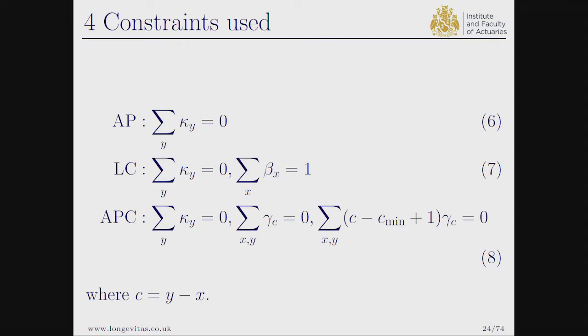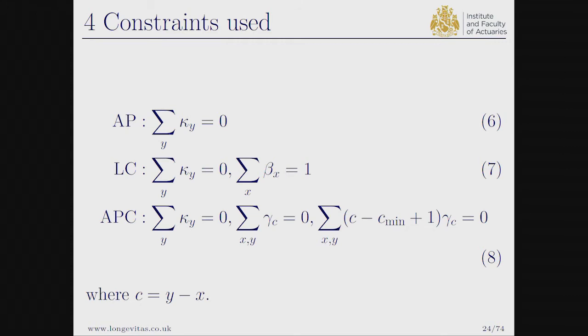For the Lee-Carter model, we need two identifiability constraints. There's actually a choice. There's quite a number of different constraint systems you could use for the Lee-Carter model, but the commonest is Lee and Carter's original one. As with the age period model, we force the sum of the kappas to be zero to give this interpretation of alpha x, and additionally, Lee and Carter suggested forcing the sum of the beta values to be one. For the age period cohort model, again, we force the sum of the kappa terms to be zero, which gives us this handy interpretation of the alpha x terms. And additionally, we force the sum of the cohort terms to be zero, and we also force this linear weighted sum of the cohort terms to be zero.